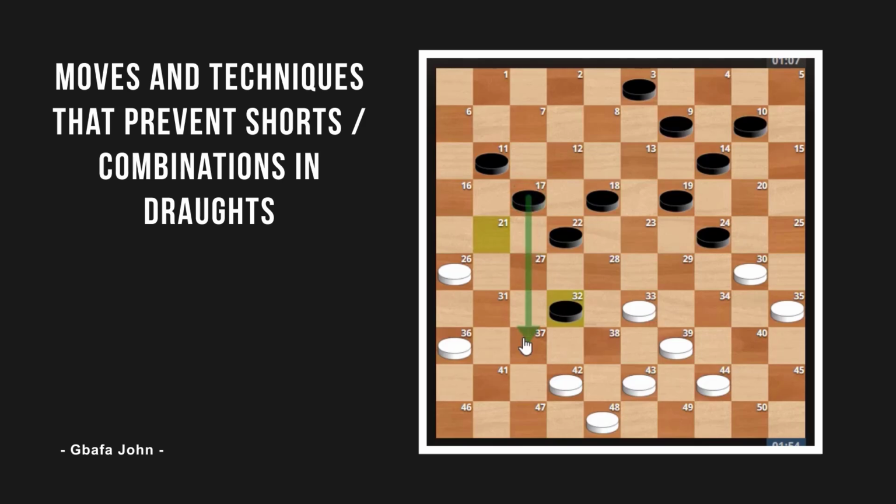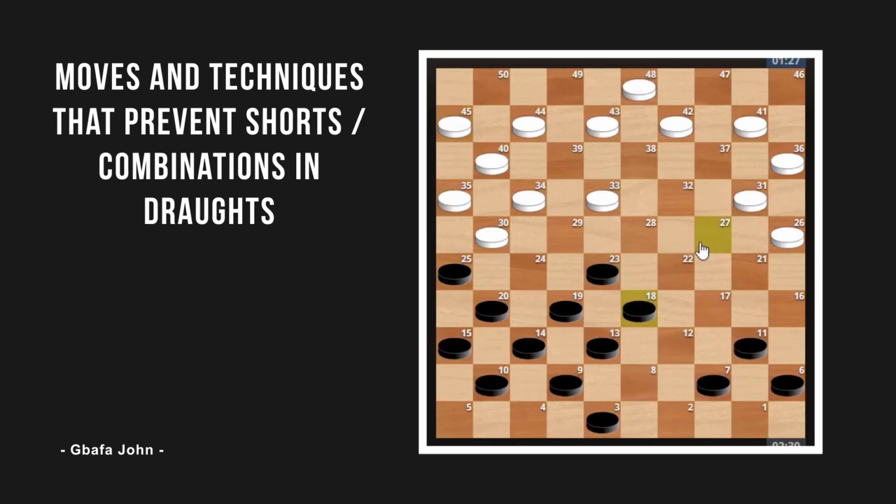Now if you look at the position again, white can remove the piece at 17, making the position weak, and then the shot can be taken. Then we'll look at another one. Here white played 31-27. Now again, if you look at the position, we see a weakness at 39.